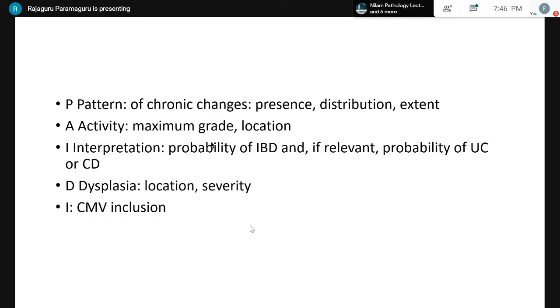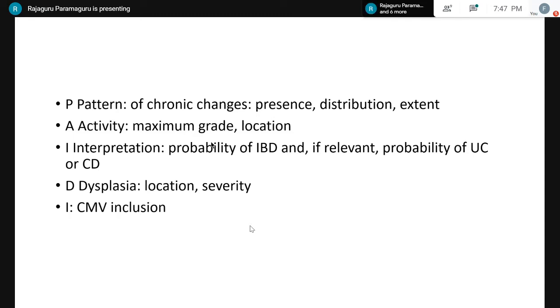This acronym is very useful because you don't miss out anything. Like P for pattern, you have the chronic changes, where it shows the presence, the distribution, and the extent. Suppose the biopsy is from the rectum and sigmoid, you can say the rectum alone is involved and the sigmoid is spared. So the chronic changes are present, and it is restricted to the rectum. And in that rectum, whether it is seen throughout or it is patchy and focal.